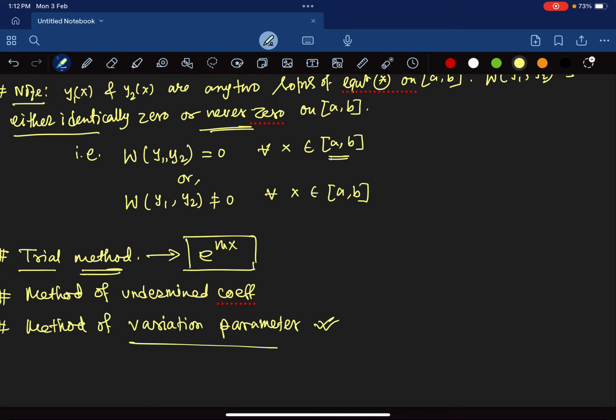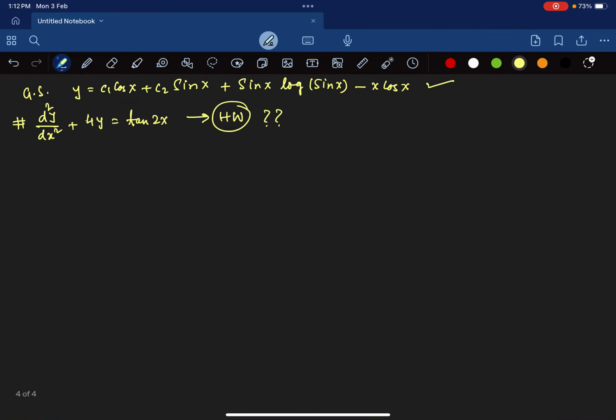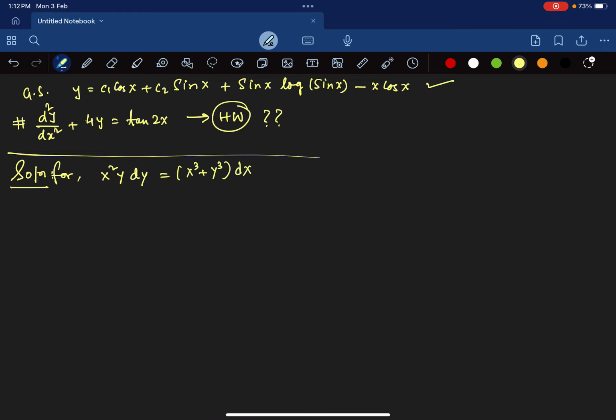One of your friends has asked a question, so let me clarify it. The question is x²y dy = (x³ + y³) dx. I think two students have asked this question. I don't know where you got this question, but there are a few mistakes here. Up to a certain level you can do it, and after that a numerical technique is required, although it is a homogeneous type of equation.